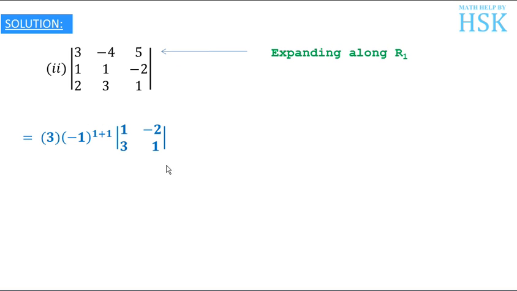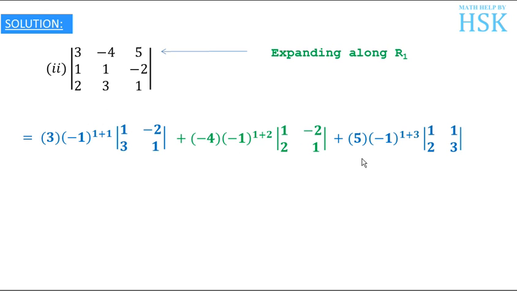Next it would be minus 4, that is the second element of the first row, into minus 1 to the power of 1 plus 2, into the determinant obtained by removing the first row and the second column, that is 1, 2, minus 2, 1. Okay, and plus 5 into minus 1 to the power of 1 plus 3, because this element is located in first row and third column, into the determinant obtained by removing the first row and the third column. So I'm going to get 1, 1, 2, 3.